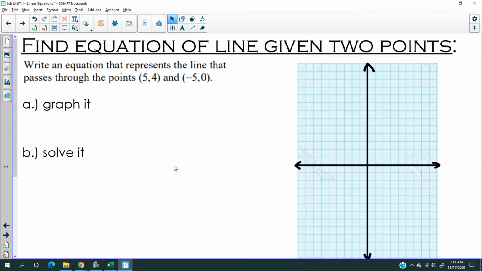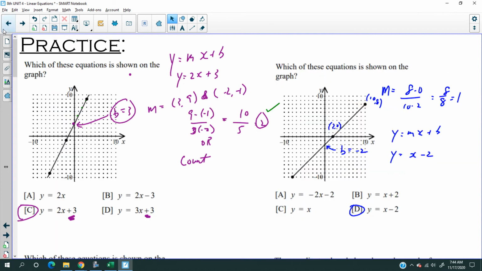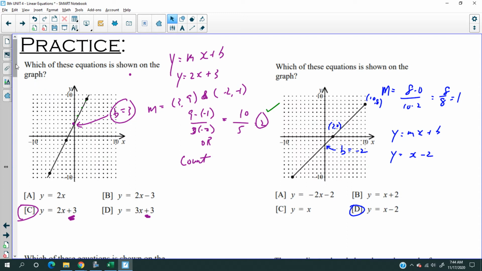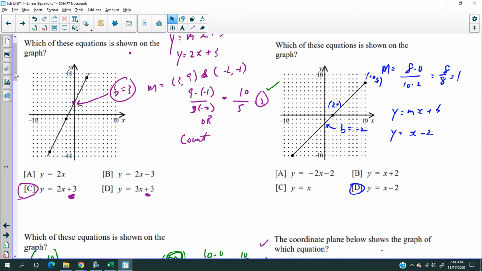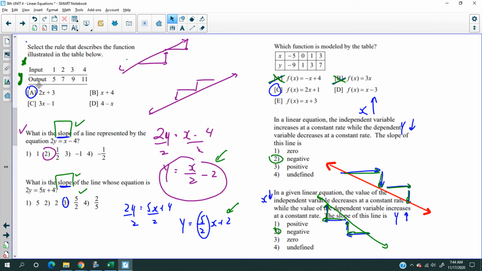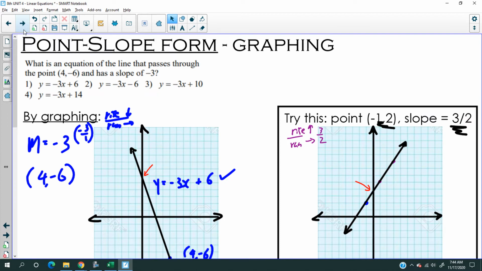Because this is what you've been given so far, right? Let's go back and talk about what we've done so far, where we've been and where we're going. So far, we talked about if I give you a line, can you give me the equation, like these practices. Second is if I give you a table, can you give me an equation? And then if I give you a point and the slope, can you give me an equation?